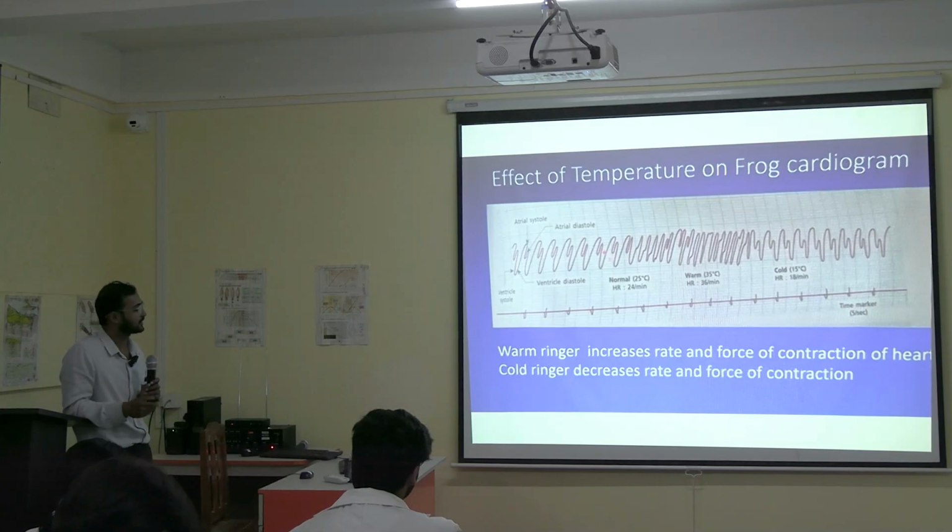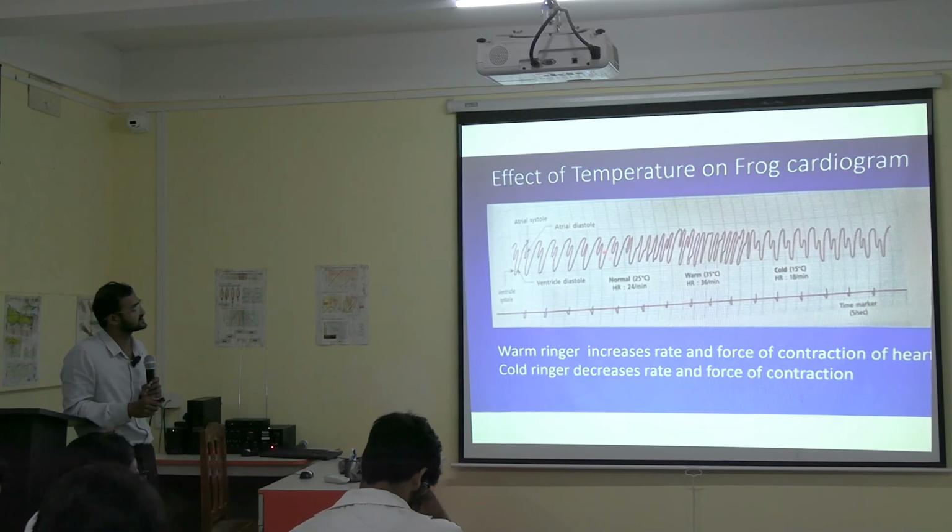You will get it in your book. So this is the atrial systole and this is the atrial diastole, and this is the ventricular systole, this is the ventricular diastole. So now you should know why in atrial systole the graph is a bit less compared to the ventricular systole and diastole. So here we are seeing that on increasing the temperature, the rate is increasing, contraction is also increasing. In case of cold, the rate is decreasing, the contraction is also decreasing.